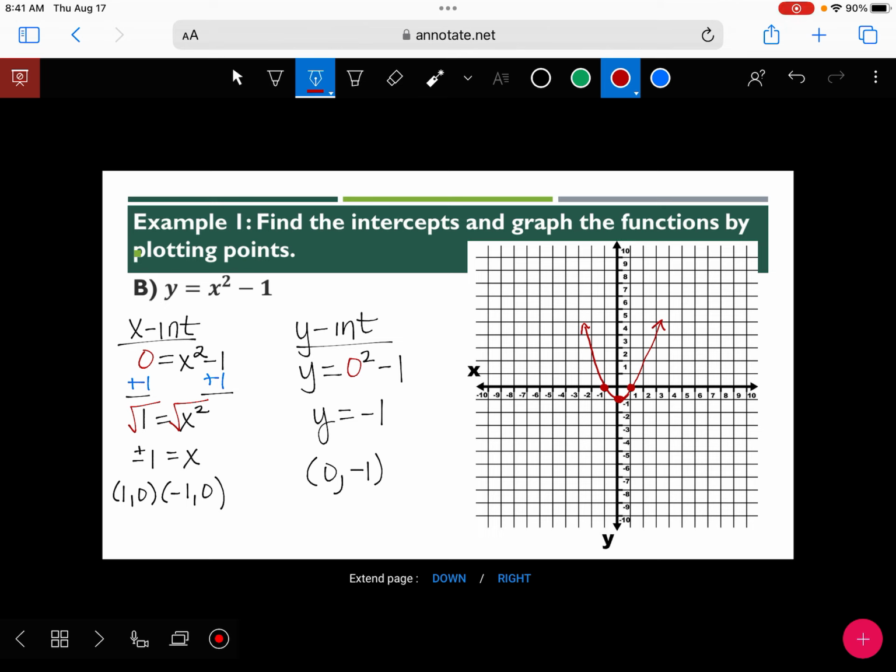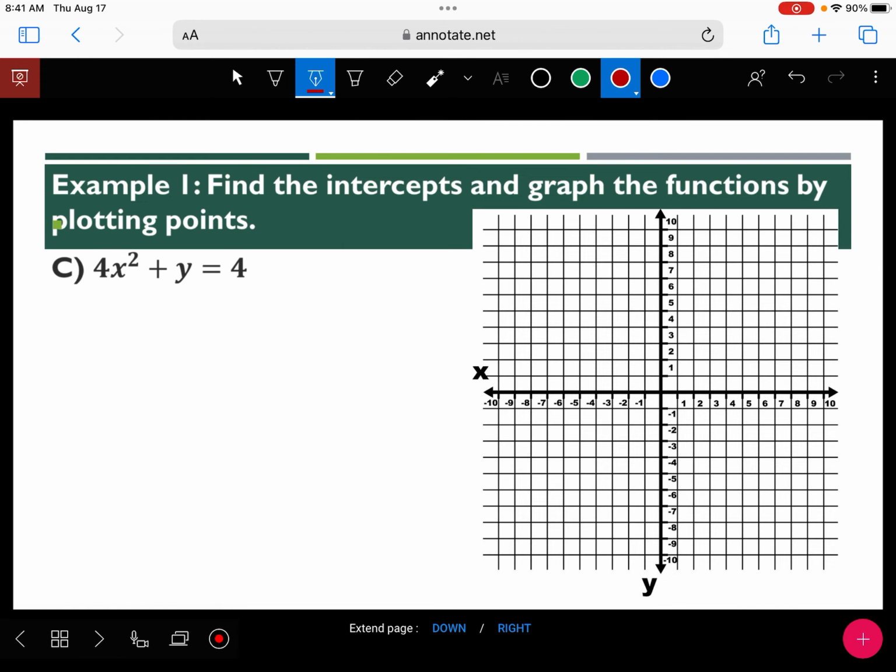So our last one that we're going to graph, we're going to do 2 more, but we're not going to graph the last 2. Let's go ahead and find our x and y intercepts. Go ahead and copy down this function. Take a few minutes and try to find your x and y intercepts on your own. And then we'll go through it together to see if you got the correct answers.